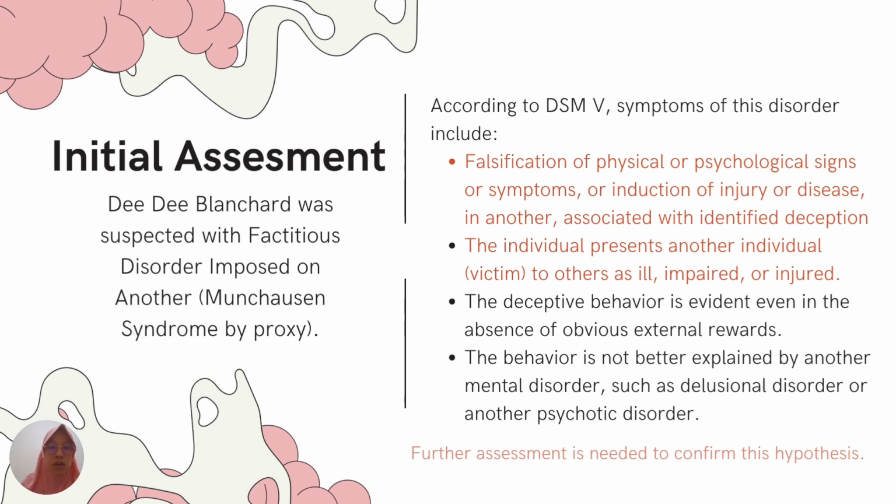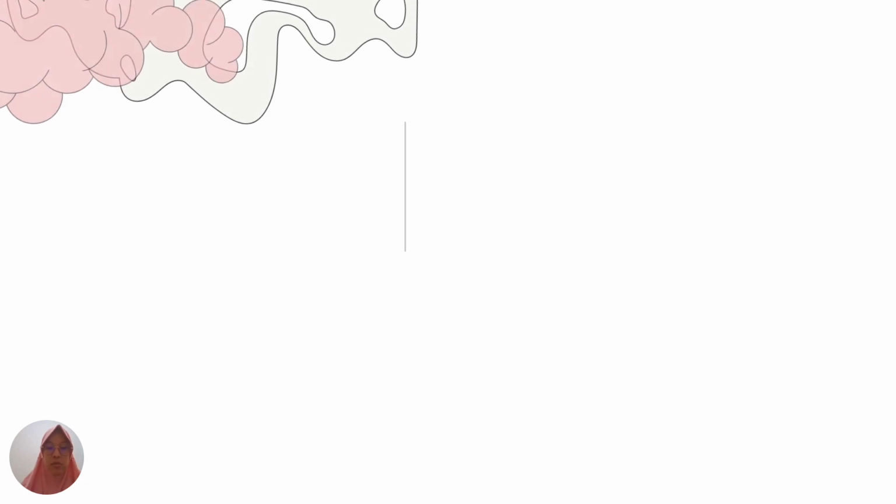Then the individual presents another individual, or victim, to others as ill, impaired, or injured, in which case she presents Gypsy Blanchard to other people, such as her family, her ex-husband, or the public, as being ill. There are two symptoms that we are unable to determine whether Didi Blanchard has. The first is that the deceptive behavior is evident even in the absence of obvious external rewards. The last is that the behavior is not better explained by another mental disorder, such as delusional disorder or another psychotic disorder. Because we cannot confirm these two symptoms based on the case description, further assessment is needed to confirm this hypothesis.